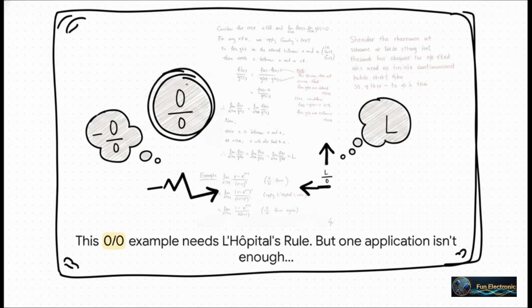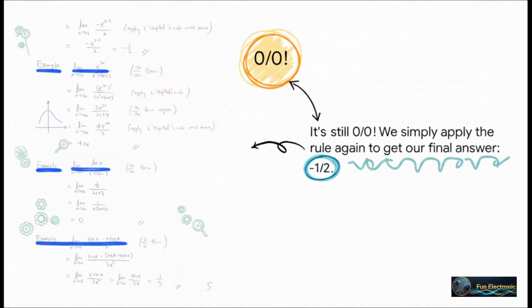The derivative of the top is 1 minus e to the x minus 1, and the derivative of the bottom, using the chain rule, is 2 times x minus 1. But hold on a second. When we plug 1 into our new limit, we get 0 over 0 again. And you know what? That's totally fine. No need to panic.